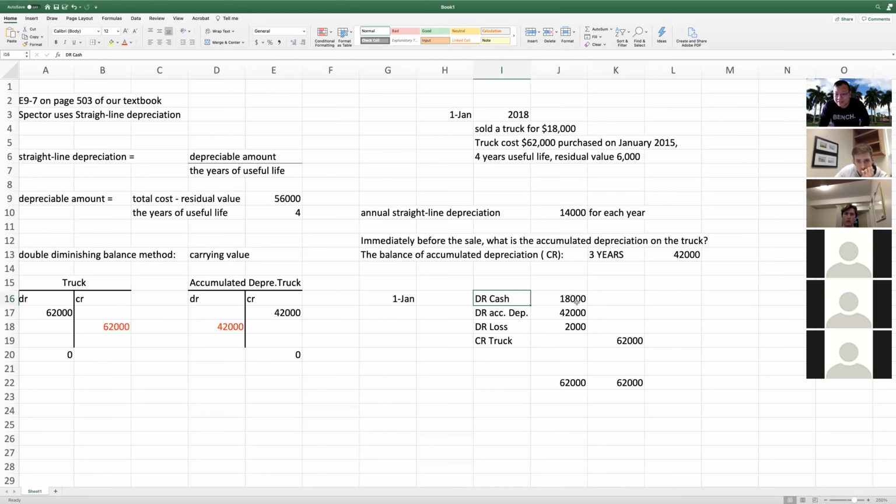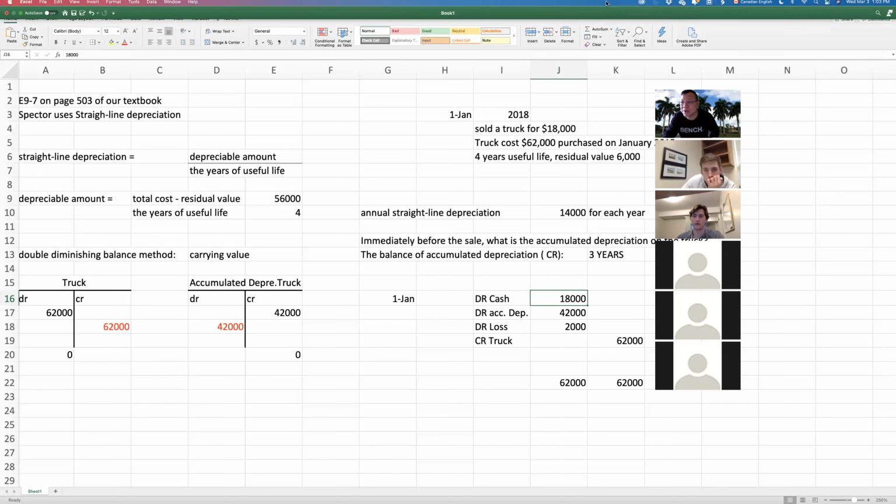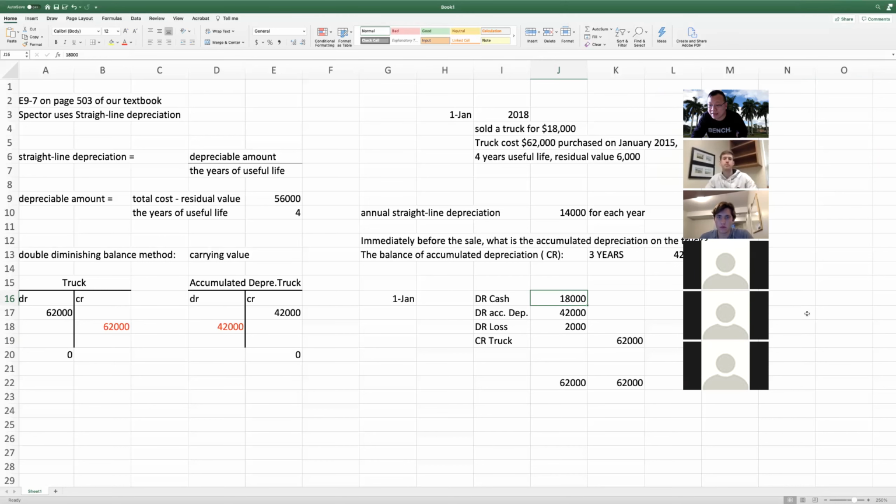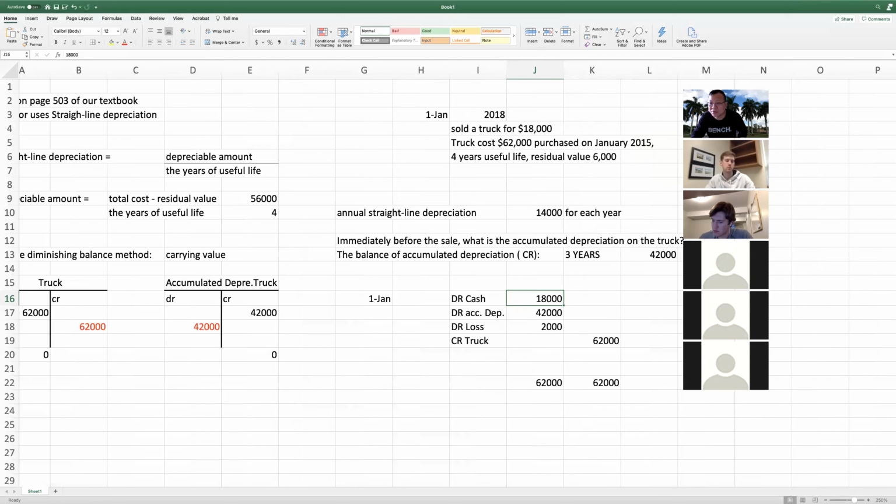So this is the journal entry for January 1st. Does this make sense? Yep. Okay. Do you want to try September 1st? So now I think I can send you to a breakout room, since you have understood a bit of this. There are only 16 students here. Yeah, please do September 1st.